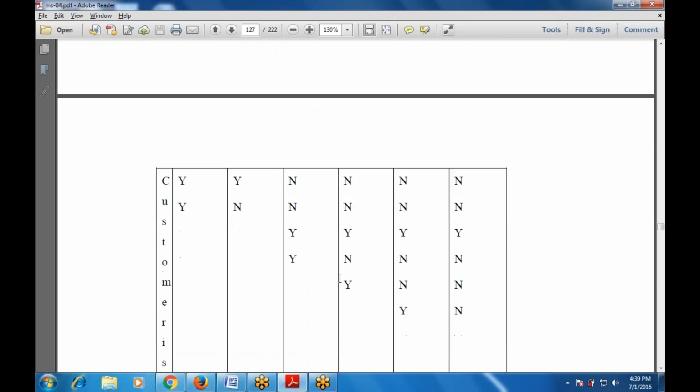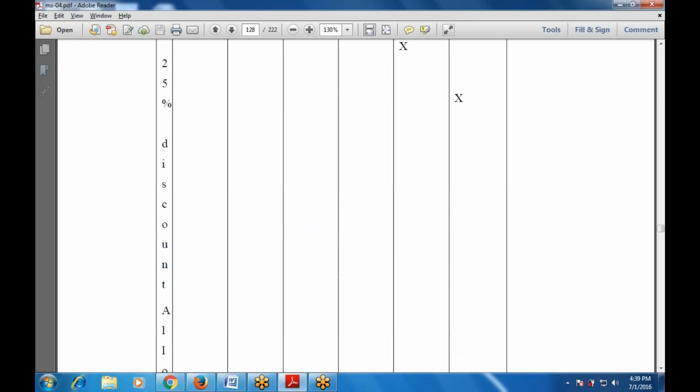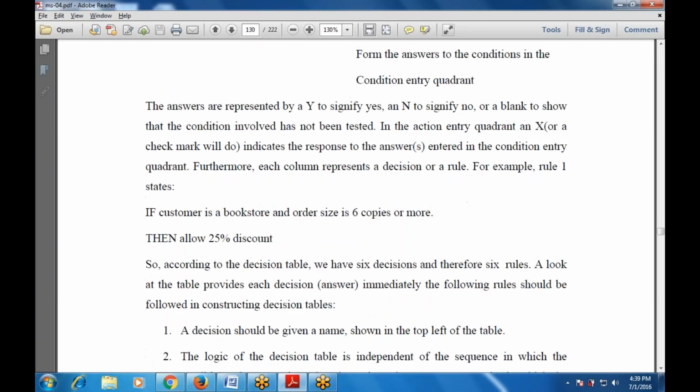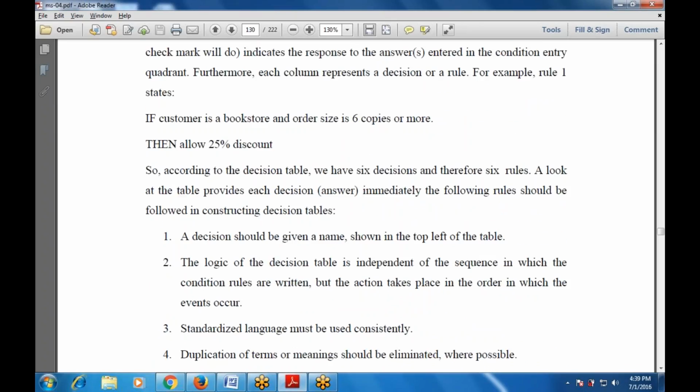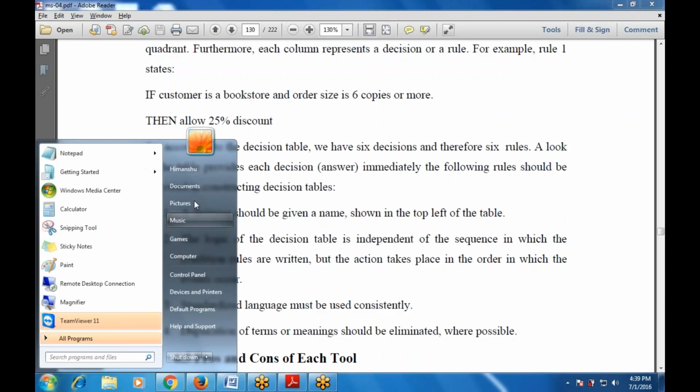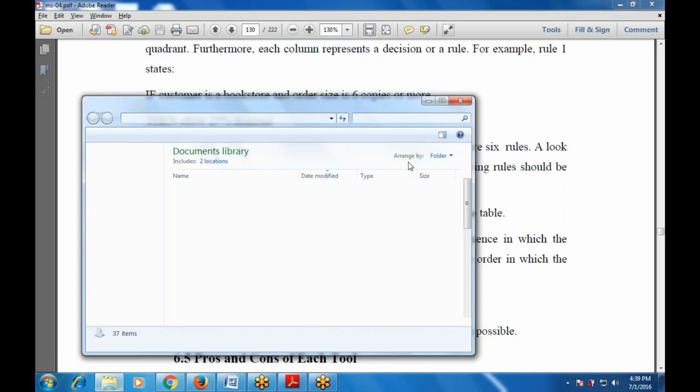Now this is one example. These are the conditions, these are the actions. Here the condition is successful: yes. Over here the condition is successful: no. According to the above table, we have 6 decisions and therefore 6 rules. There are a total of 6 procedures by which we can undertake the decisions, and there are a total of 6 rules for this one.